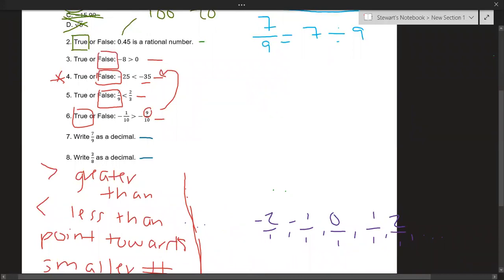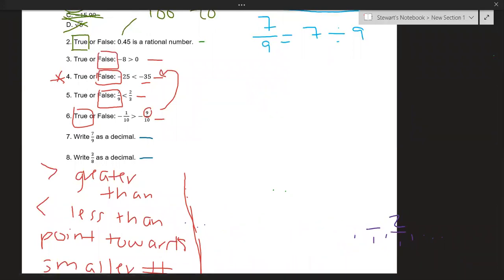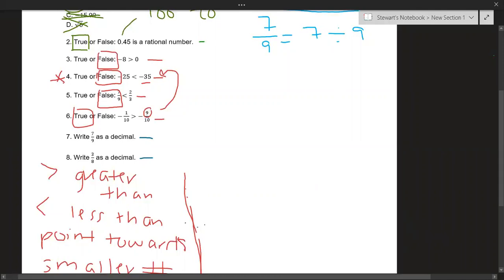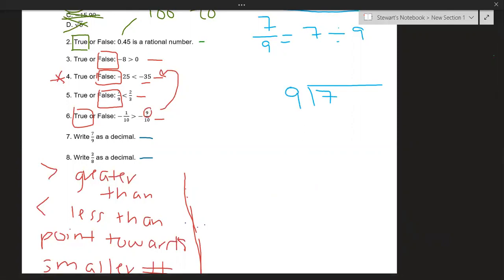This is a little bit different than normal division just because we are dividing a smaller number by a larger number, which generally is not something that you would do, but we can. It is possible. I promise. I wouldn't lie to you. It'll work out. So we are going to put the 7 under the division house and the 9 on the outside. Obviously, we can't have 9 go into 7. It'd go in 0 times.